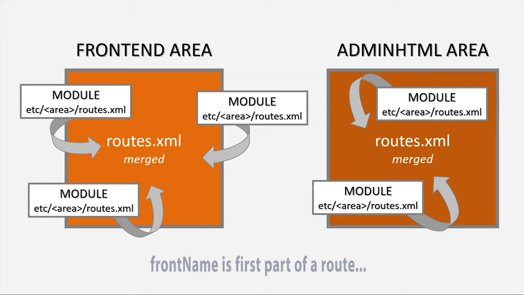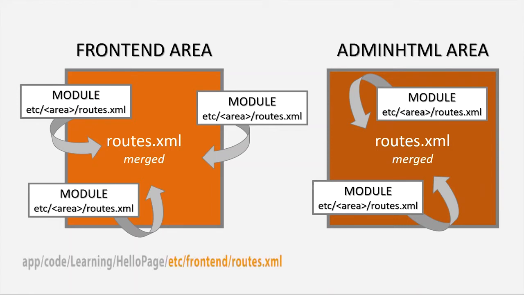Recall that a front name is the first part of a route, so we should register it in the routes.xml file and associate it with a module. It is possible to have multiple modules associated with one route, so we can create pages under the catalog front name. Now, since we're working in the front-end area, we'll add the etc/frontend/routes.xml file for our Learning Hello Page module.